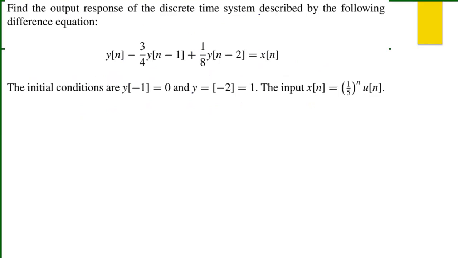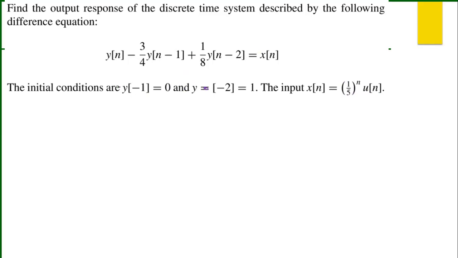Find the output response of the discrete time system described by the following difference equation: y of n minus 3 by 4 y of n minus 1 plus 1 by 8 y of n minus 2 equal to x of n. The initial conditions are y of minus 1 is 0 and y of minus 2 is, this is a printing mistake, y of minus 2 is 1. And the input x of n is 1 by 5 whole power n u of n.